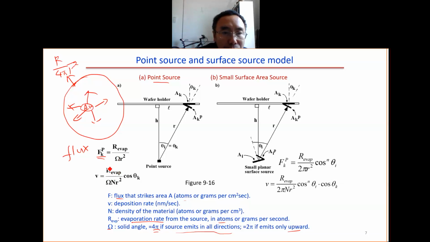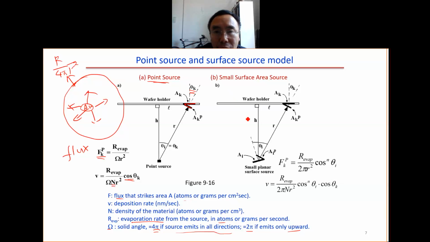Then the deposition rate is given by this flux divided by the density. n is the density of the material, in atoms or grams per cubic centimeter. We have also got the term cosine theta. Because this is the film on the wafer, the flux here is given by this one with a cosine theta term, because the film thickness on the tilted wafer will be smaller than in this case. So this is the point source.